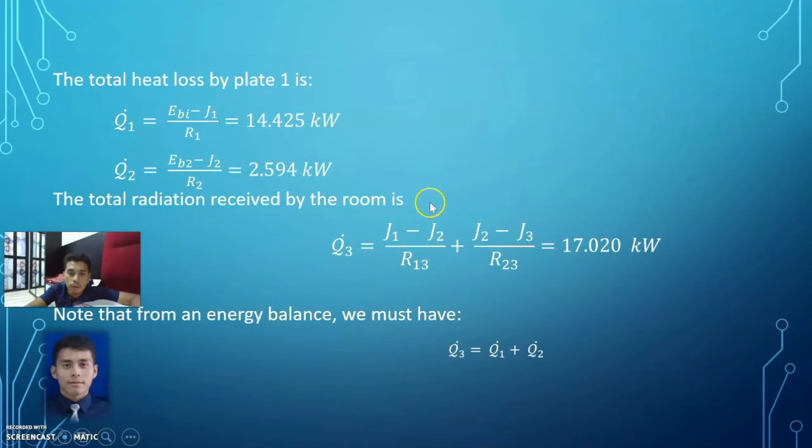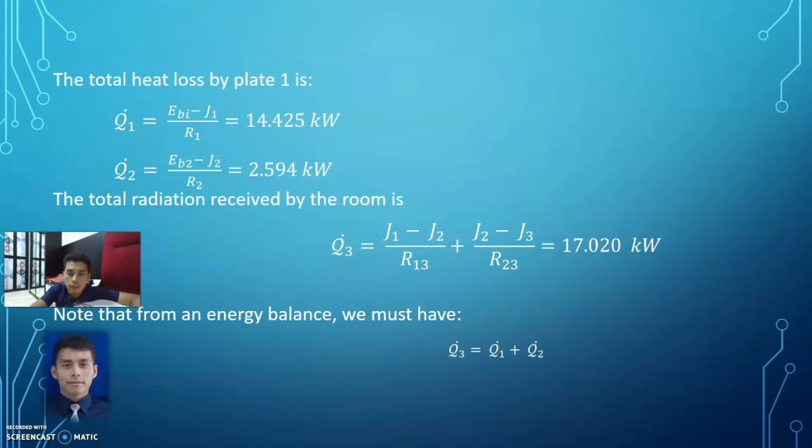Here we have 40.425 and then we have 2.594. So we apply it, and at the end, for Q2, we have 17.020 kilowatt. So that's all for the example radiation.